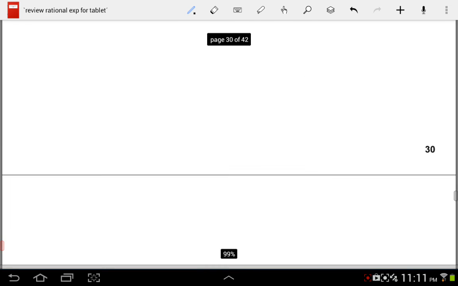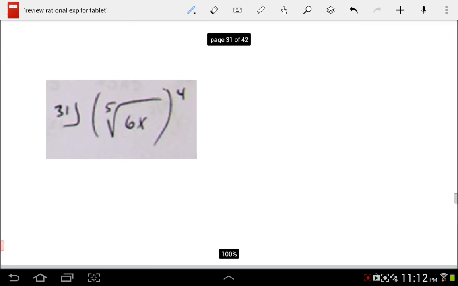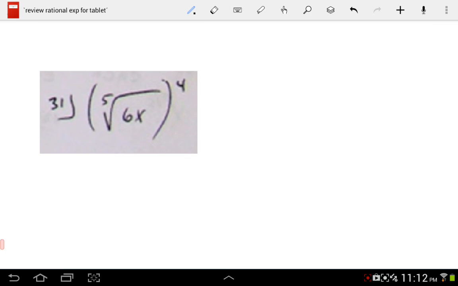Now 31 is the same idea. Okay, so we've got all of this to the 4th power, and all of it is in the 5th root. So really 30 and 31 doesn't really make any difference. And what this shows us here is that exponents and radicals have the same rank when it comes to order of operations. It doesn't really matter if I would do a radical or exponent first. So this would just be the same thing here. All of 6x raised to the 4/5 power.